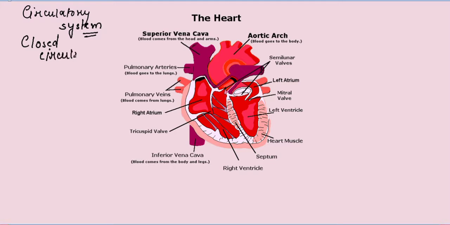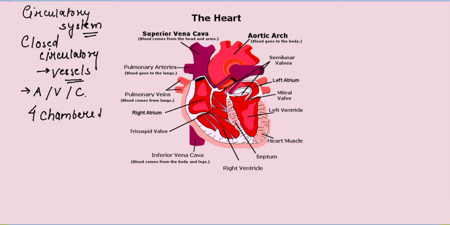What the closed circulatory system is, where the blood is flowed through the vessels, and the three types of vessels are arteries, veins and capillaries. So right now we are concerned with the structure of the heart. अगर आप structure देखिए तो we are having the four chambered heart, right? And we are having the four chambered heart.